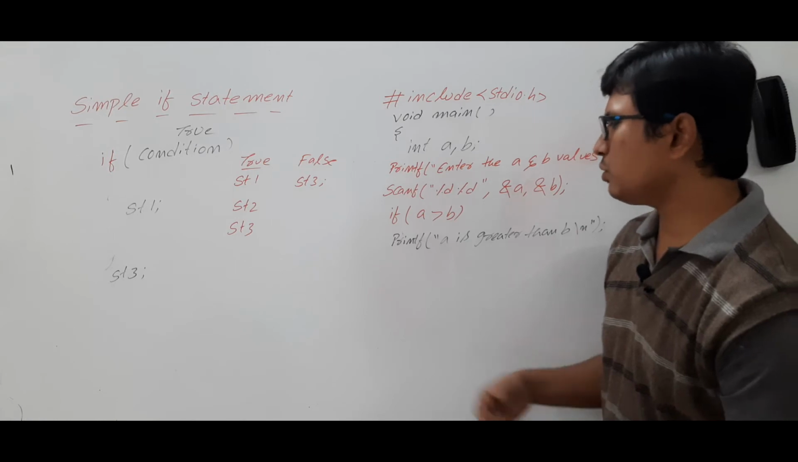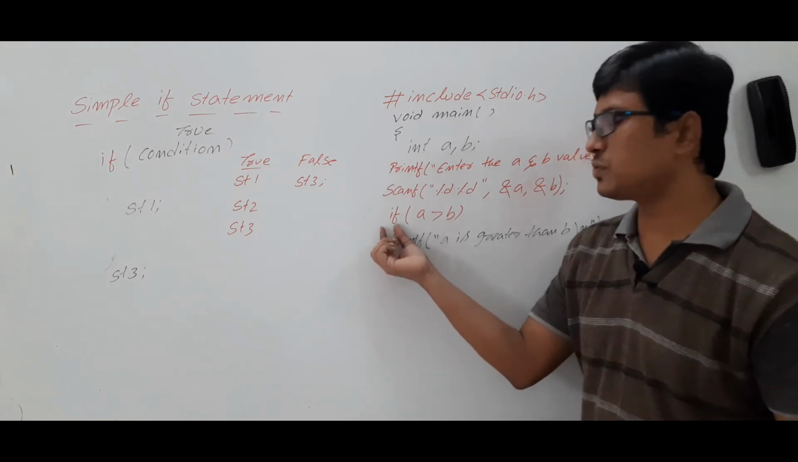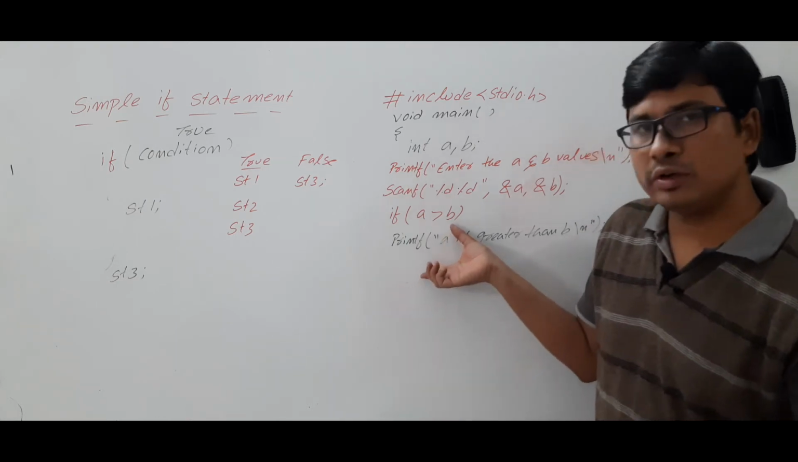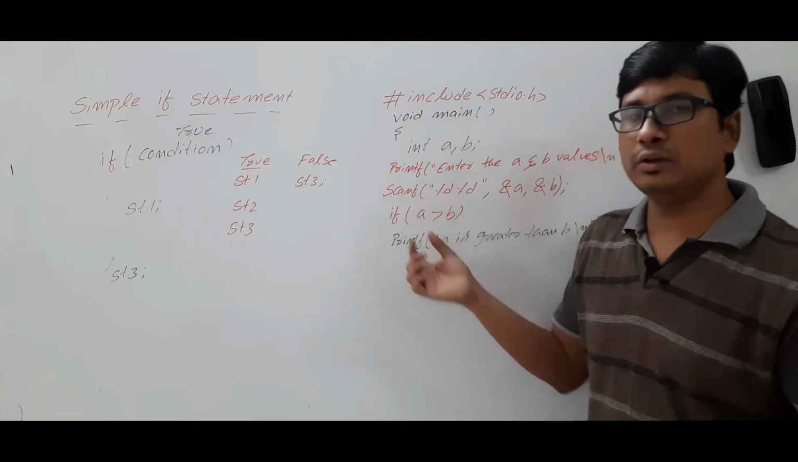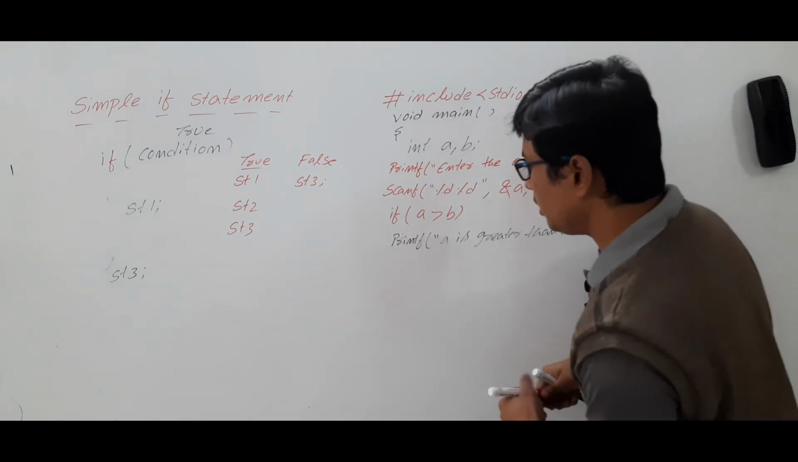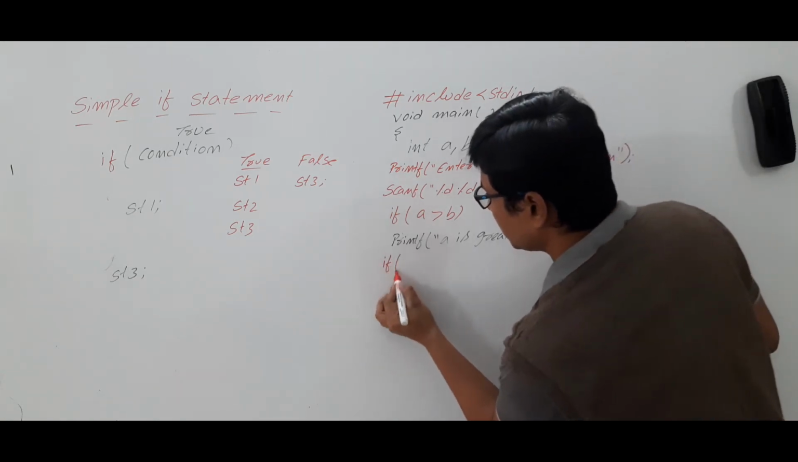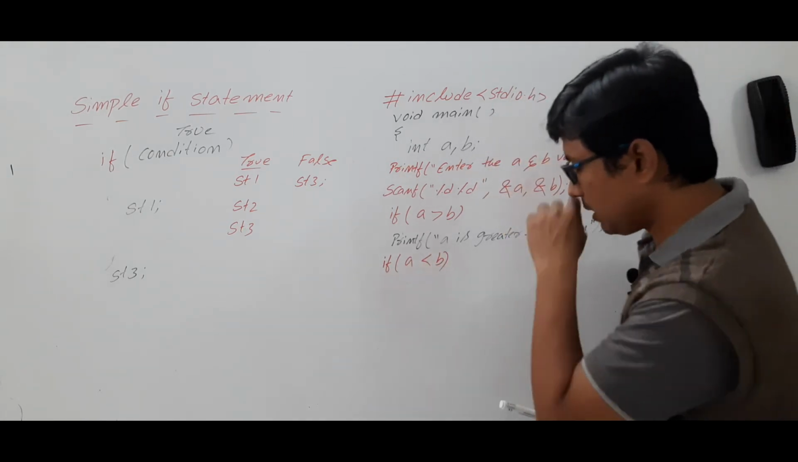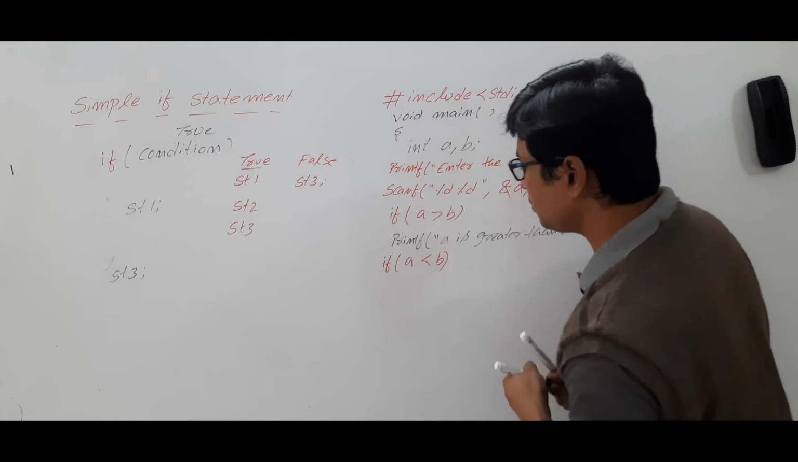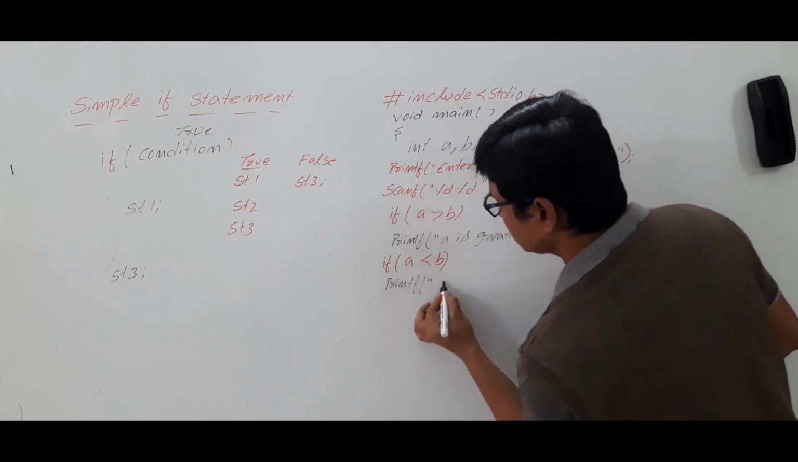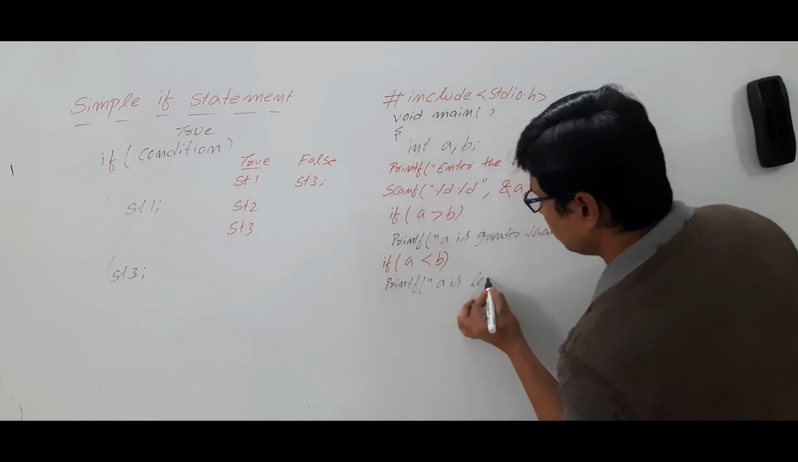Now I want to execute only a single statement, so that's why I have not written the open or closed curly braces. If you want to execute more than one statement, then you need to keep the open and closed curly braces. Now if a is less than b, then I want to display the output as "a is less than b".